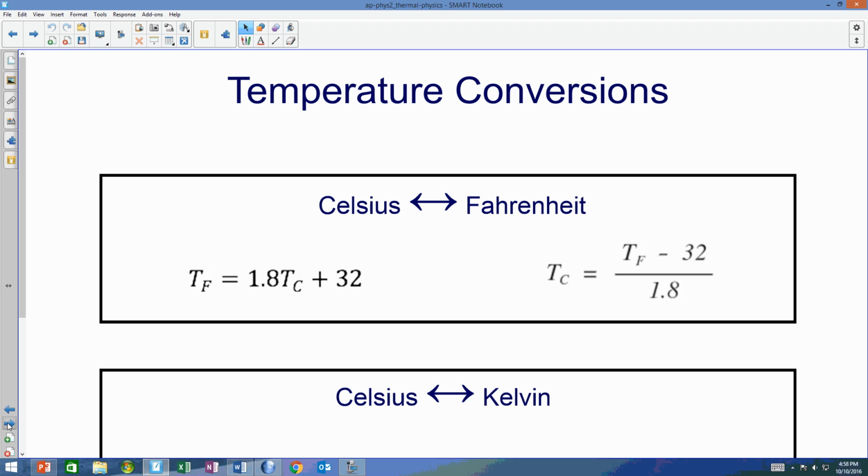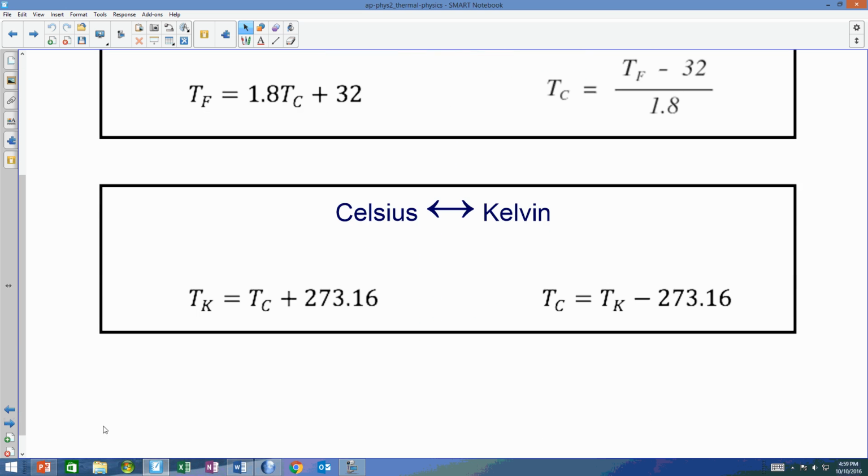In order to go from Celsius to Fahrenheit or Fahrenheit to Celsius, you use the following formulas. To calculate the Fahrenheit temperature, you multiply the Celsius temperature by 1.8 and add 32 degrees. If you have a Fahrenheit temperature and you want Celsius, you subtract 32 and then divide by 1.8. In order to go from Celsius to Kelvin and Kelvin to Celsius, you add 273.16 degrees to the Celsius scale, and that will give you the Kelvin temperature, or you subtract 273.16 from Kelvin, and that will give you the temperature in Celsius.